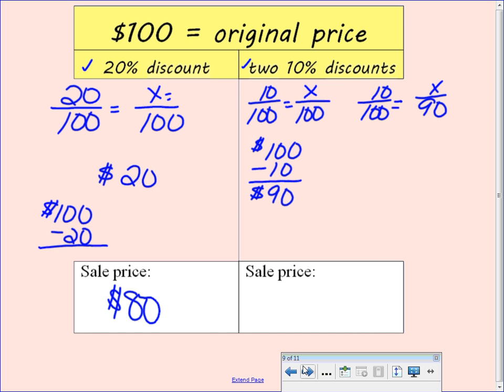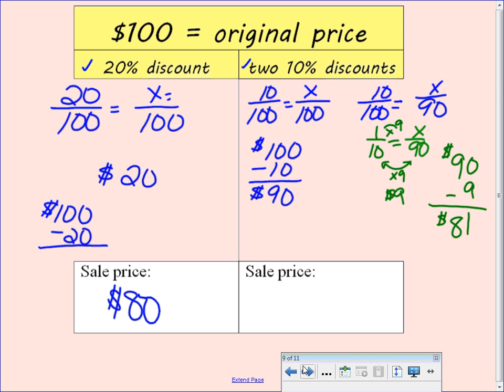How much am I saving with my second discount? What did we say about 10% discount? You're just moving the decimal. So how much am I saving? I'm saving $9. So my new price was $90 minus my $9 discount. My sale price is $81. Does this support the claim that 2 discounts is not the same as 1 discount? Right. You're better off with the 1 discount than the 2 discounts.